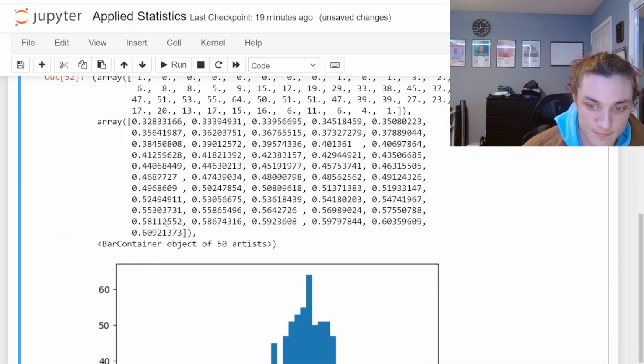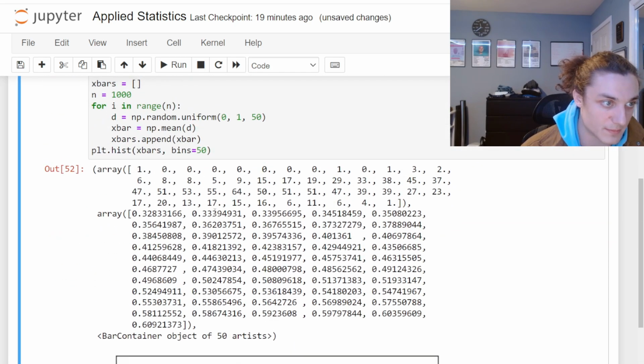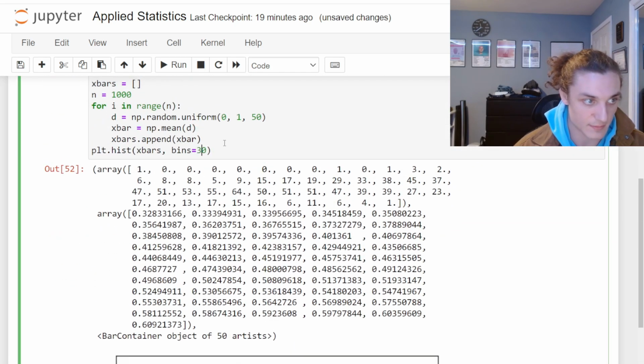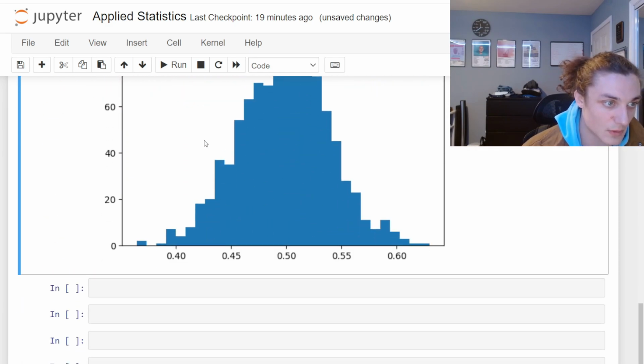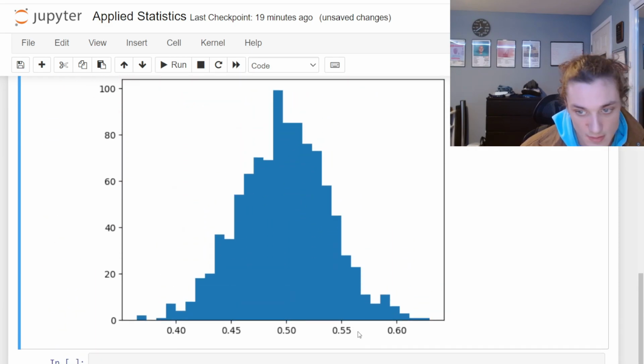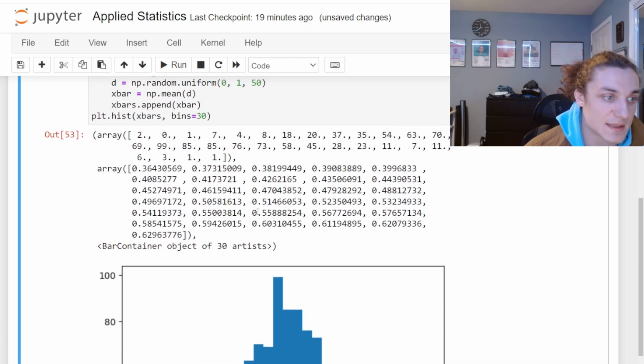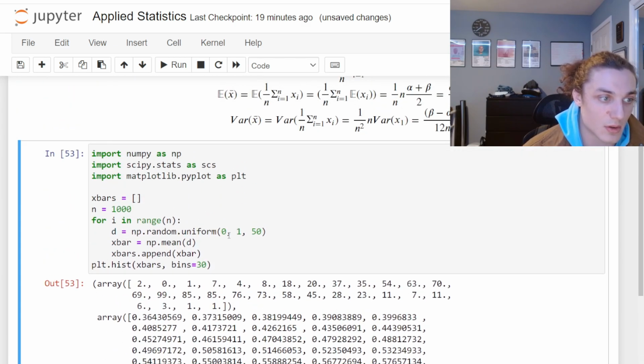Does that look nice? Ooh, look at that. That's starting to look normal. Okay, maybe 30. Look at that. Look at that bell curve right there. All right, so that's what the central limit theorem is. That's the difference between the central limit theorem and the law of large numbers, okay?